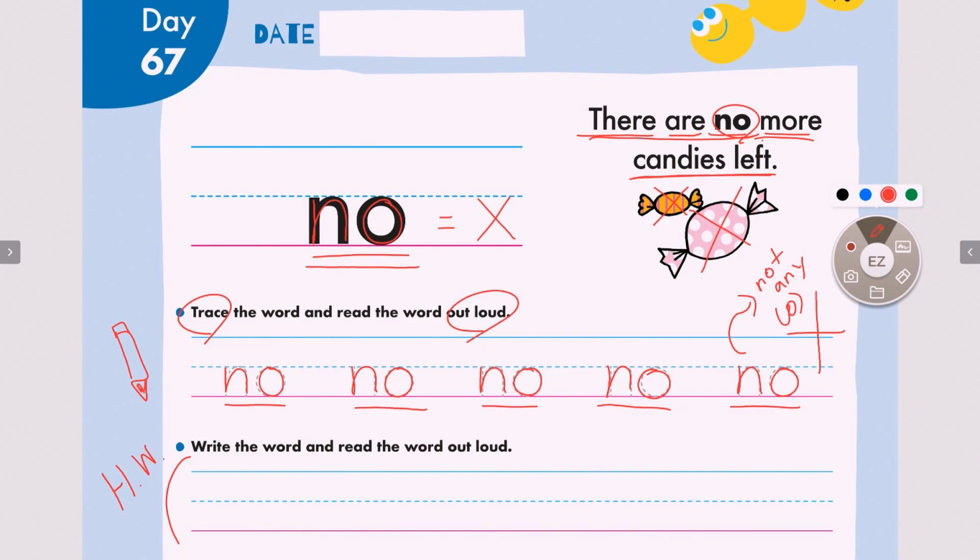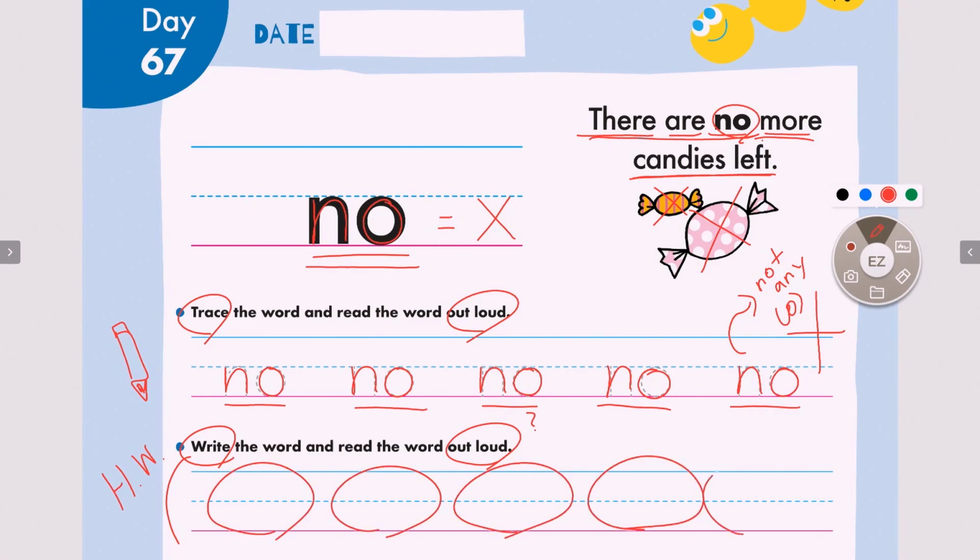What do we do here? We will write and read out loud. But how many times do we do this? Let's start counting. 1, 2, 3, 4, 5. You will rewrite all the words 5 times in total. Great job, everyone.